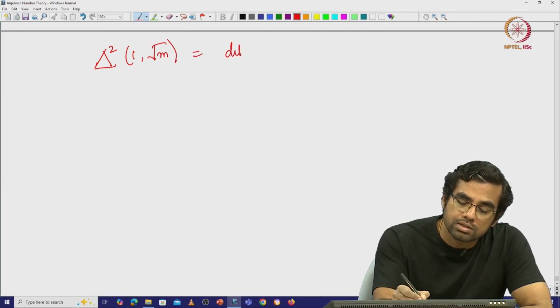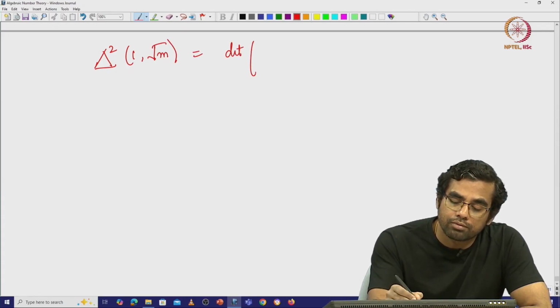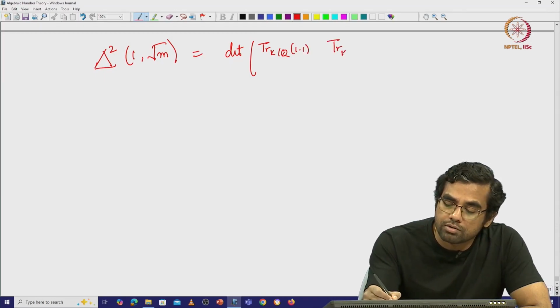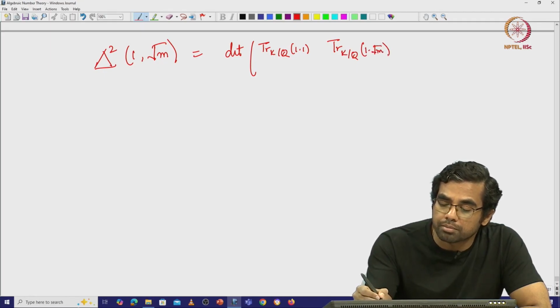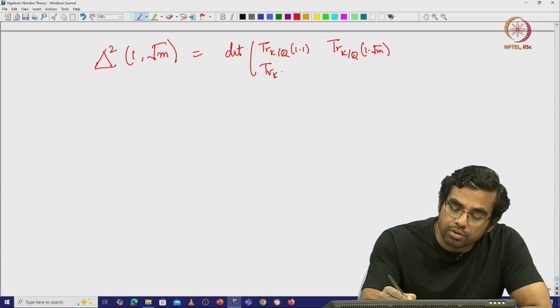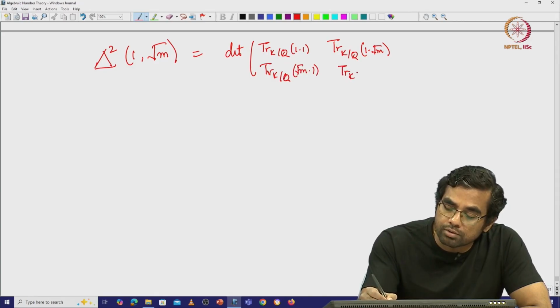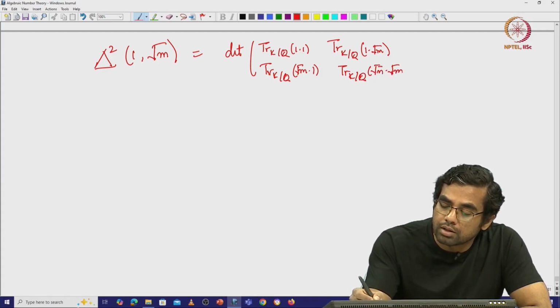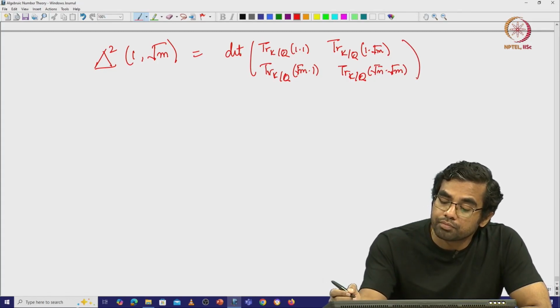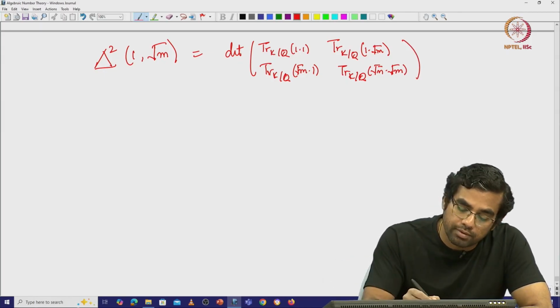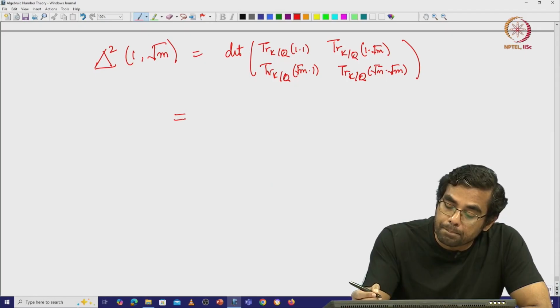What is this? This is the determinant of, you take trace from K to Q of 1 times 1, trace from K to Q of 1 times square root of m, trace from K to Q of square root of m times 1, trace from K to Q of square root of m times square root of m. If you go back and look at your notes from the beginning of the course, this is what you will find is the definition. Okay, so what is this?